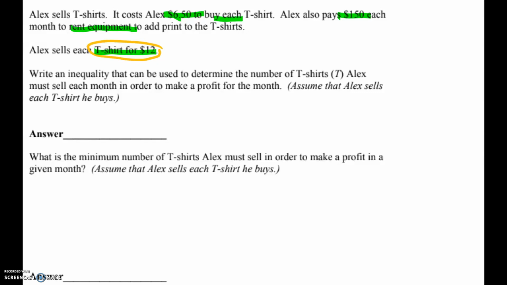Write an inequality that can be used to determine the number of t-shirts T, it is defined for us, Alex must sell each month in order to make profit for the month. Assume that Alex sells each t-shirt he buys. So let's think together. Alex doesn't have the equipment. He rents and he pays $150 each month, right? For 1 month. And then he also pays plus $6.50 for each t-shirt.